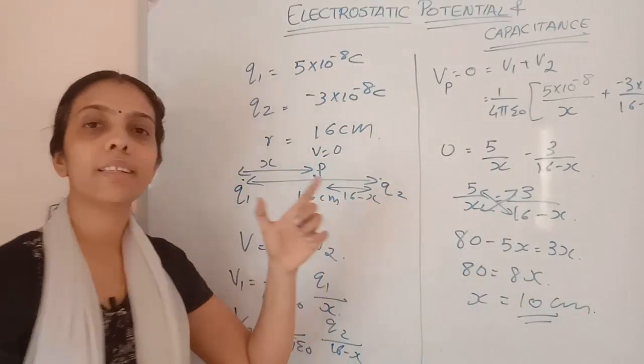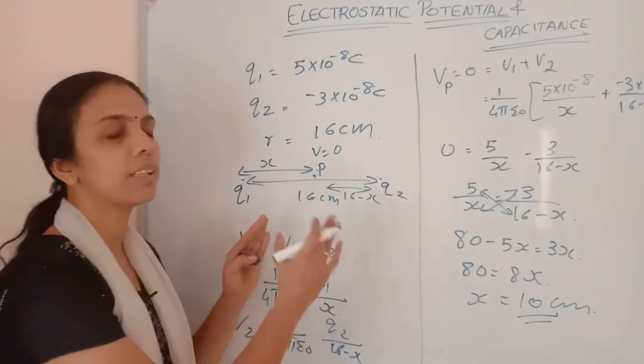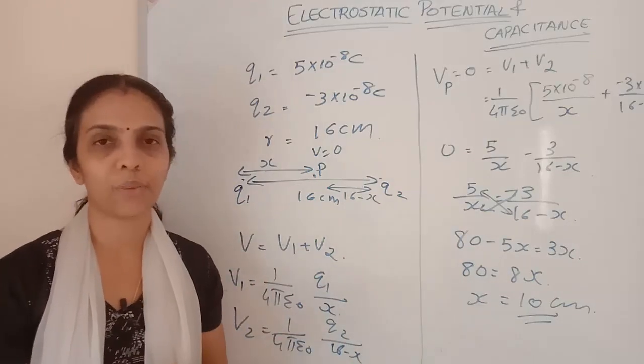Okay. Clear, right? So this kind of questions now you understood, I guess, because net potential is equal to 0. At which point? It is easy. You can easily find out.